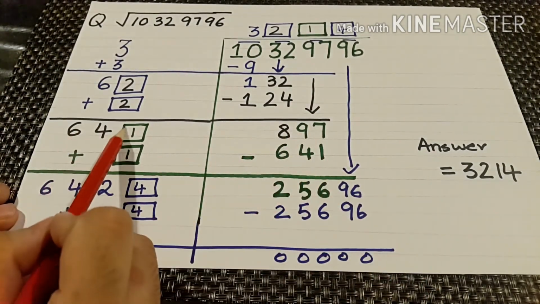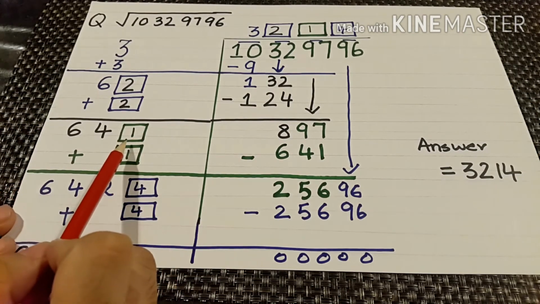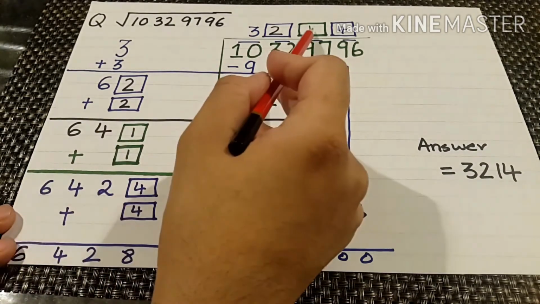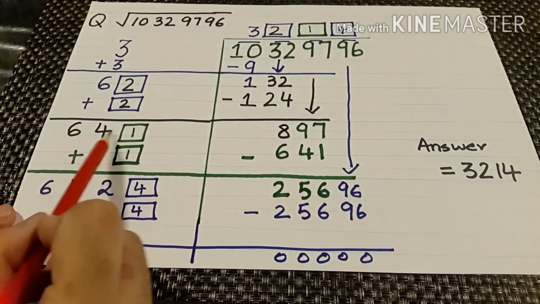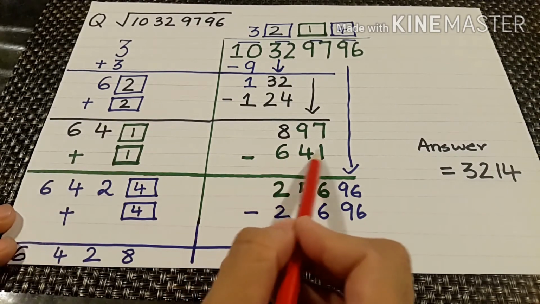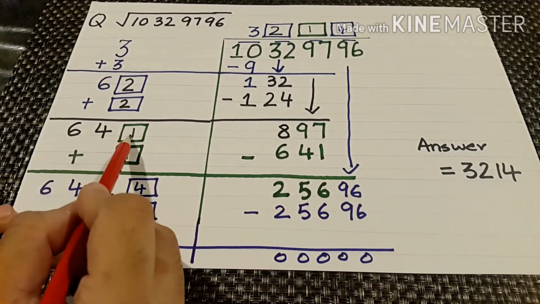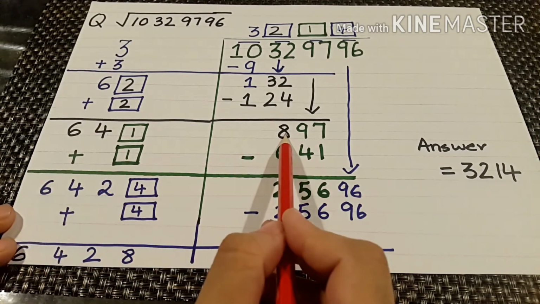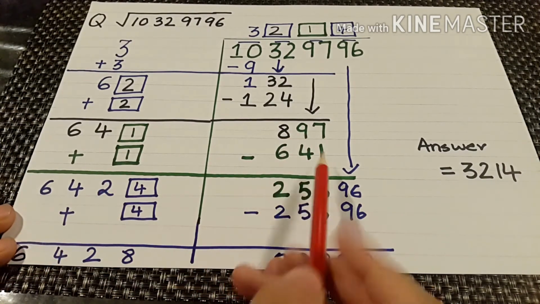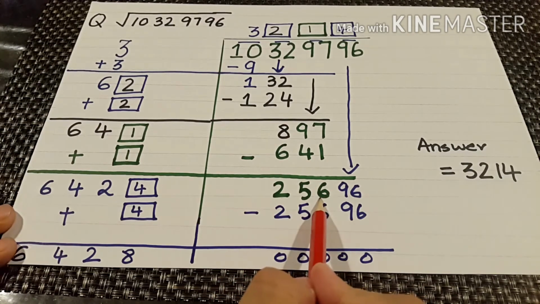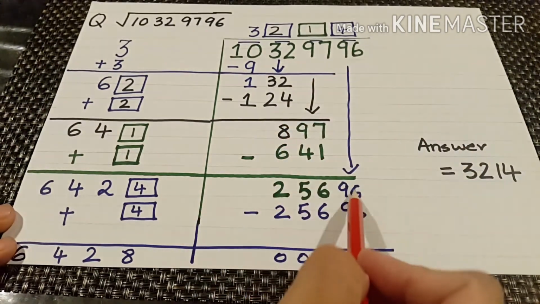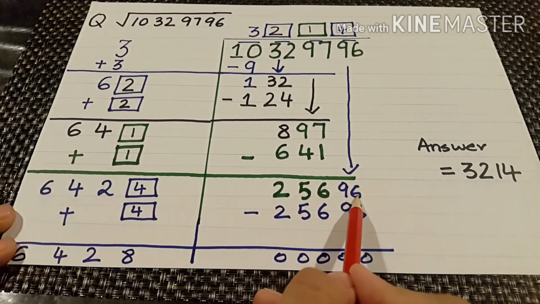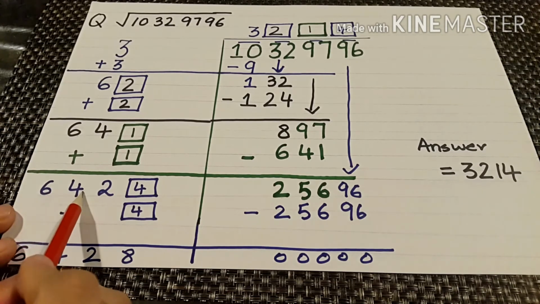Now what should be the number that is closer to 897? So we write 1 here, 1 here and 1 here. 641 multiplied by 1 is 641 and 641 plus 1 is 642. Now we subtract 897 minus 641, we get 256. Now we bring this pair 96 down, we have the number 25696 and here we have 642.